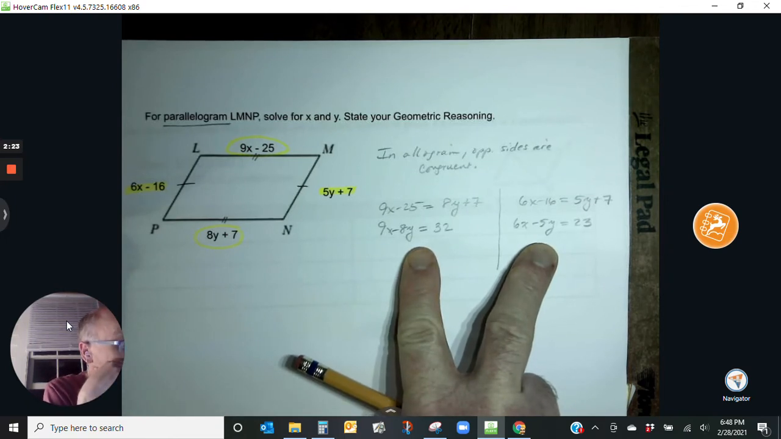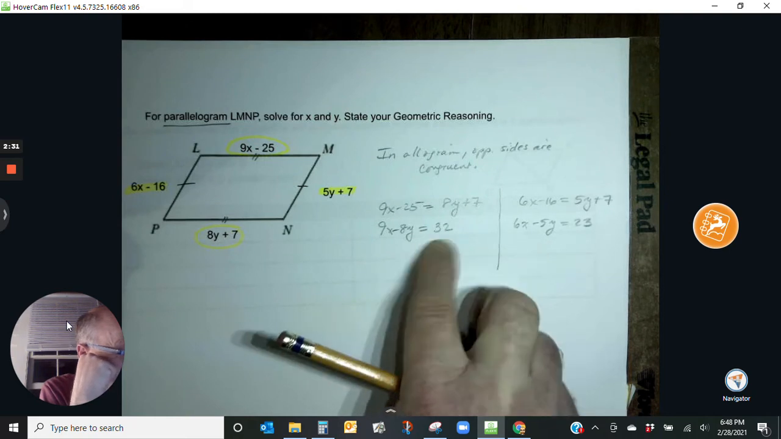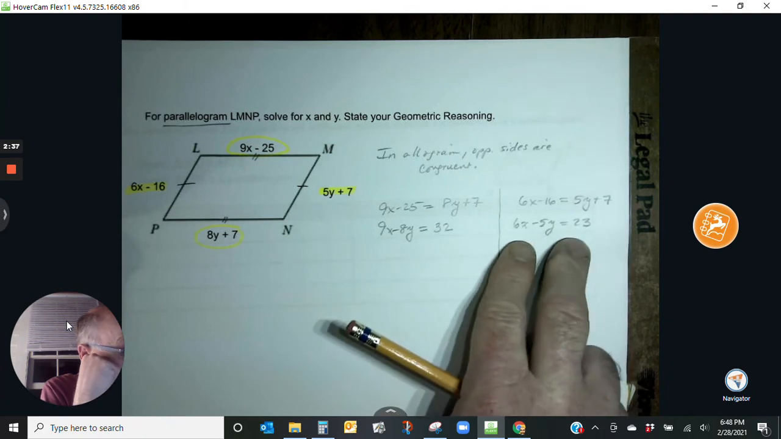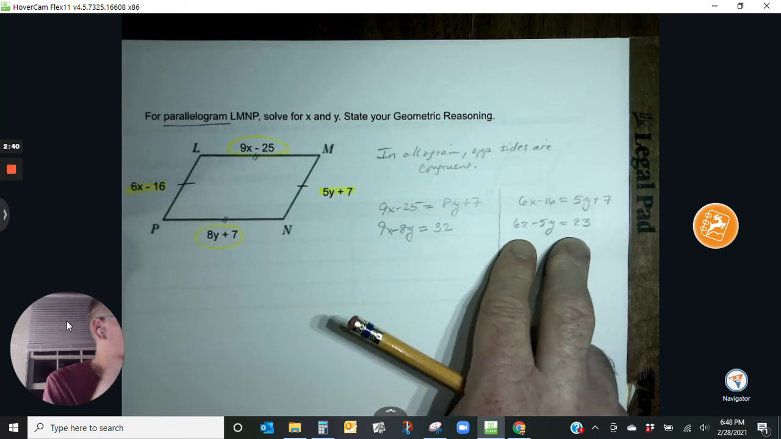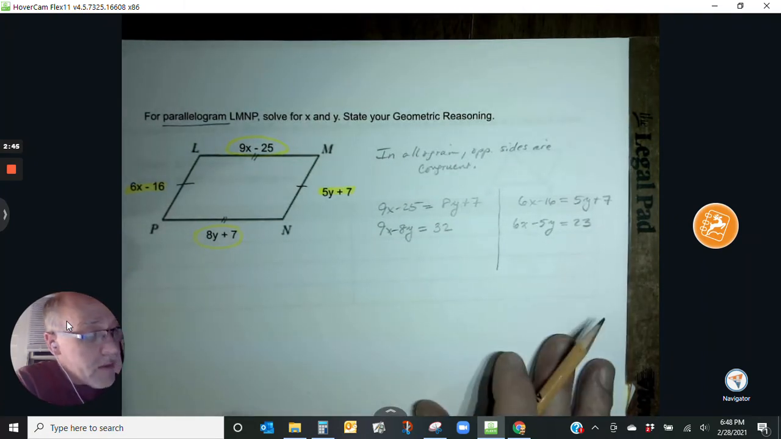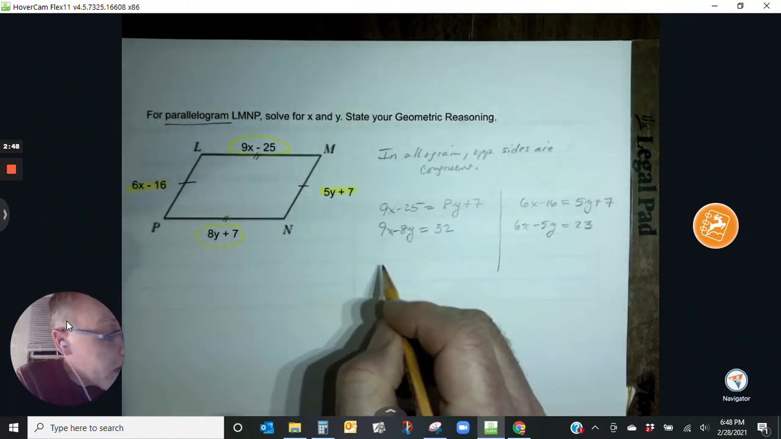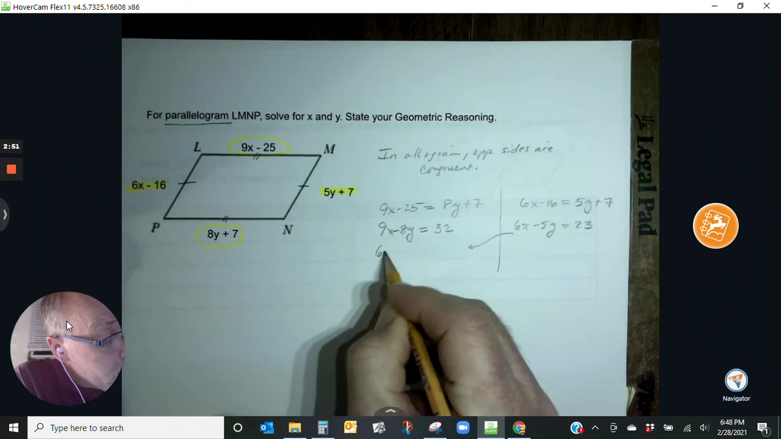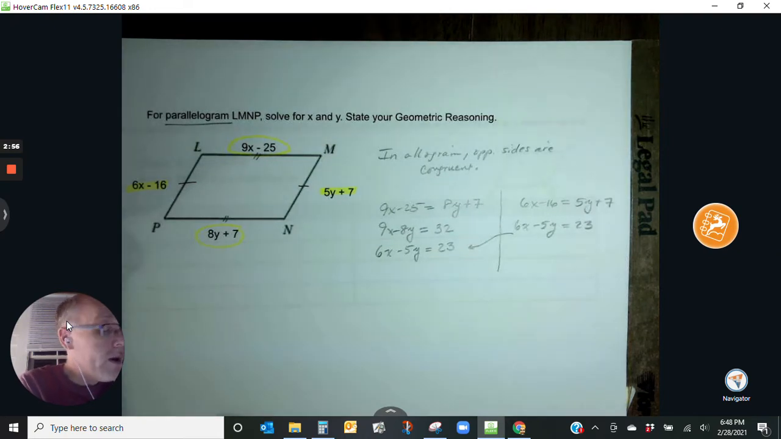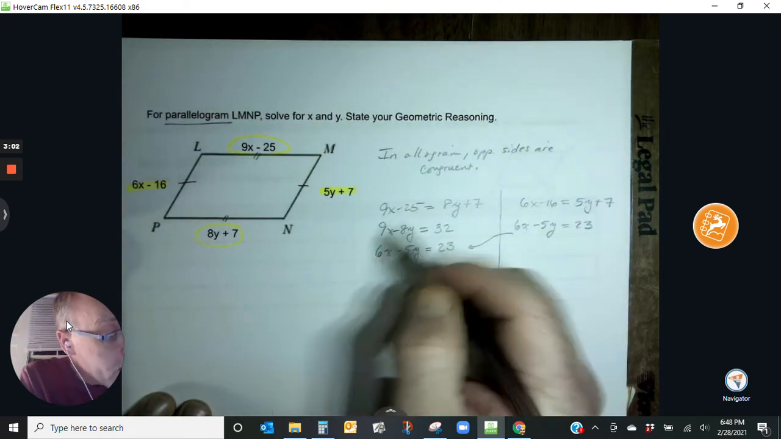I could do the substitution method, which would mean solving for one of those variables, which doesn't look very pretty. 32 is divisible by 8, I guess I could do that, but 23 is not divisible by either one of those. So that's one option. Or I could do the linear combinations method. I just need to put the two together. 6x minus 5y. It's also called the elimination method, and the point is to get one of the variables to eliminate. So I think I'm going to go for the x's.